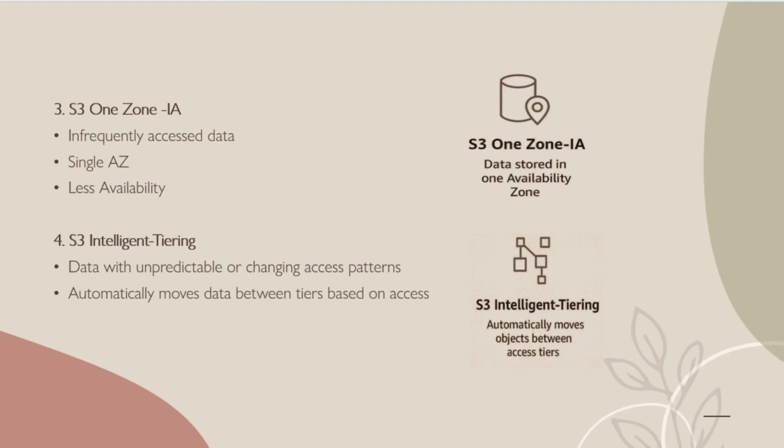By default, if I upload an object, it will go to the frequent access tier. If that particular object is not accessed for 30 days, then it will go to the infrequent access tier, and if that same object is not accessed for more than 90 days, then it will automatically go to the archive instant access tier. By doing this, we can reduce the cost for unused objects.